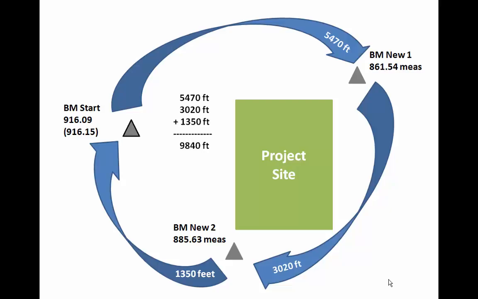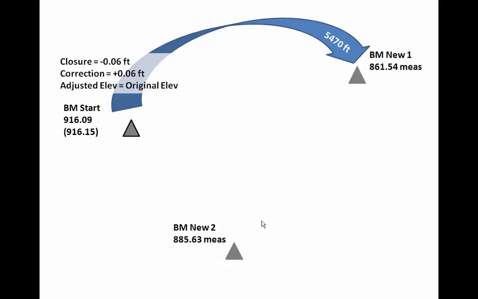So we're going to adjust the elevations at benchmark new 1 and benchmark new 2, because if there is error at our closure point, there is necessarily some portion of that error that is present at new 2 and at new 1. Our closure error is 6/100ths of a foot. In fact, it's a negative value.